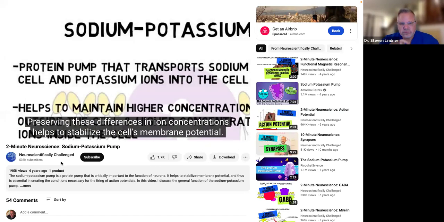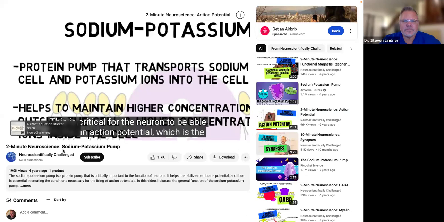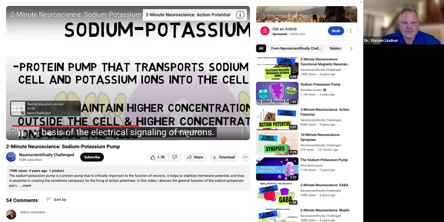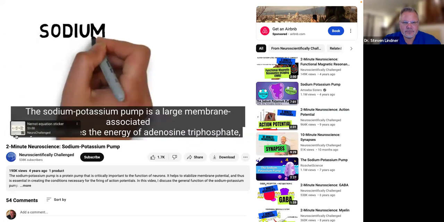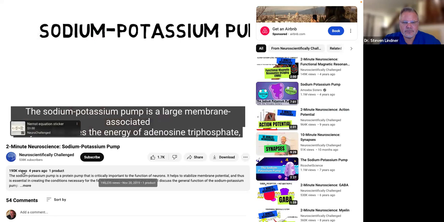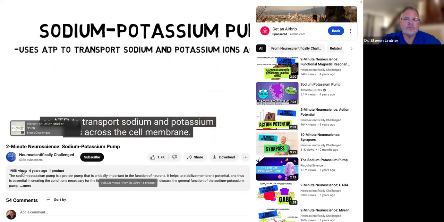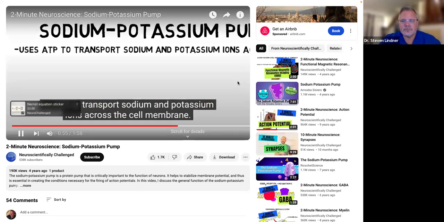Preserving these differences in ion concentrations helps to stabilize the cell's membrane potential. This is critical for the neuron to be able to fire an action potential, which is the basis of the electrical signaling of neurons. The sodium potassium pump is a large membrane-associated enzyme that uses the energy of adenosine triphosphate, or ATP, to transport sodium and potassium ions across the cell membrane.